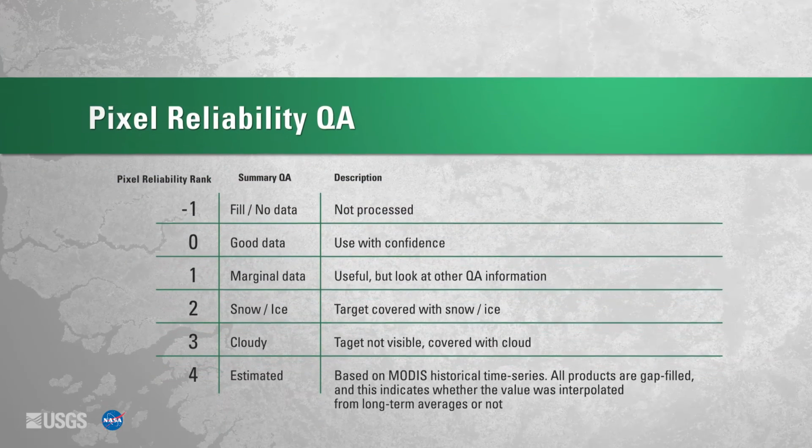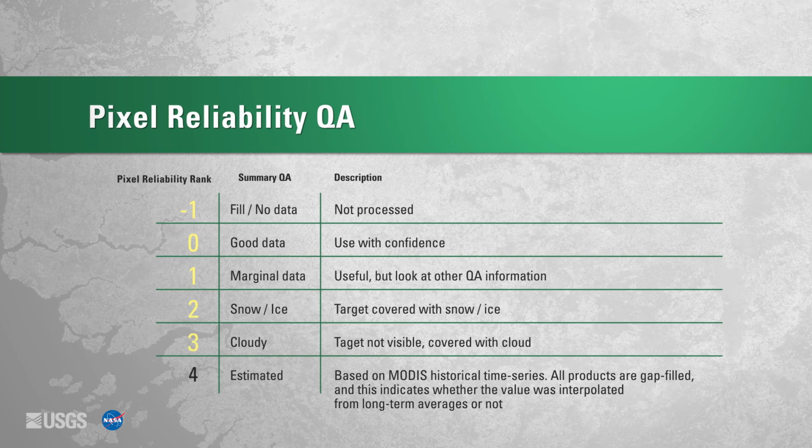The pixel reliability QA information does not require any post-processing unpacking of bits. Pixel reliability is an 8-bit integer that provides simple ranks that capture the overall pixel quality. Ranks -1 to 3 apply to all of the vegetation indices products. Rank 4 relates directly to the Vegetation Indices Climate Modeling Grid products.